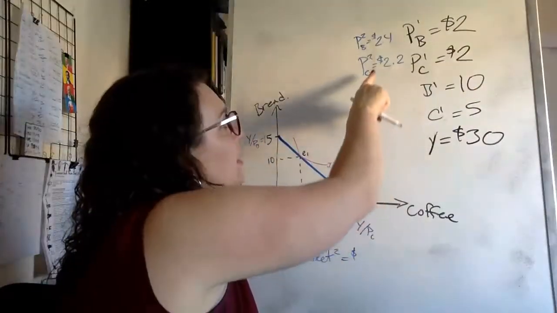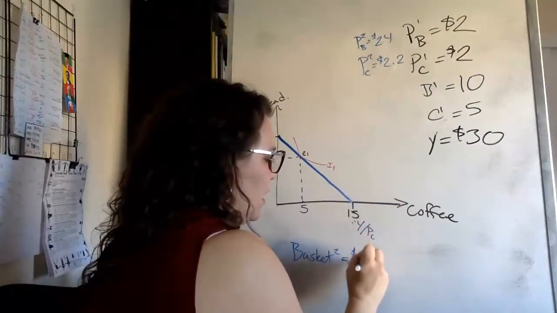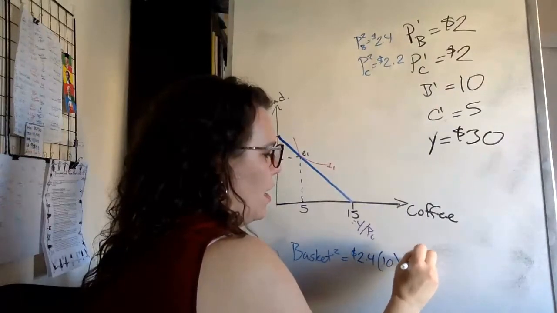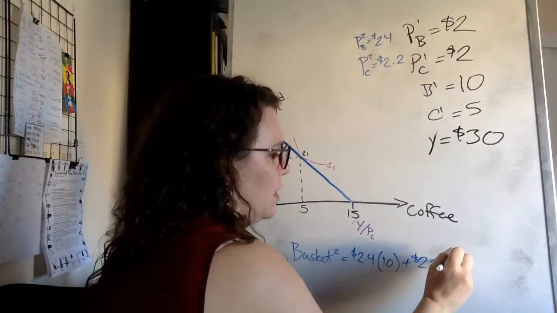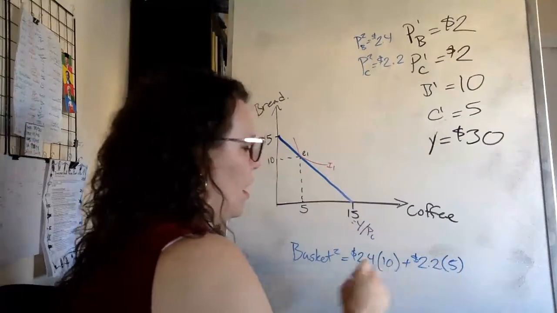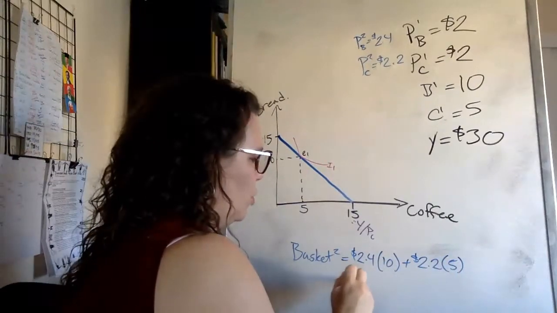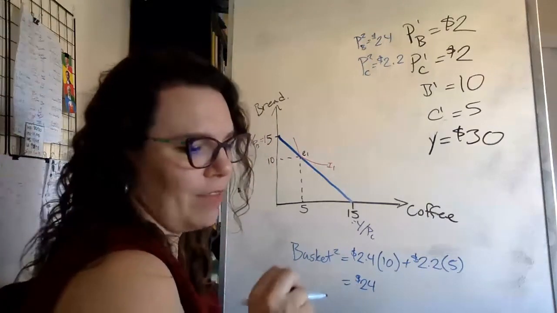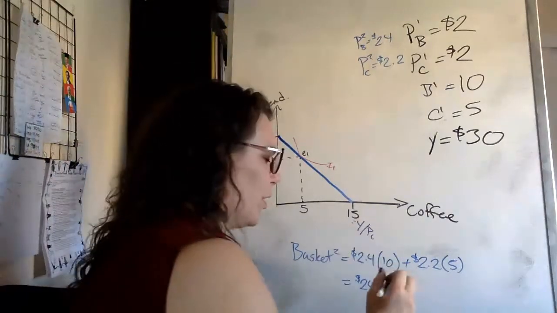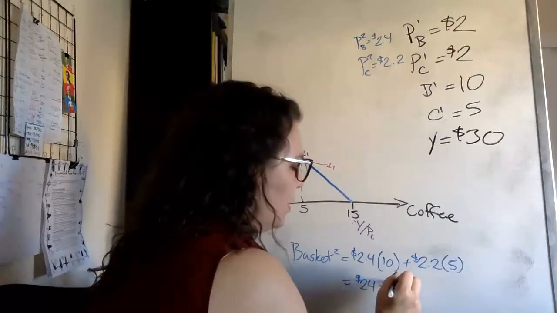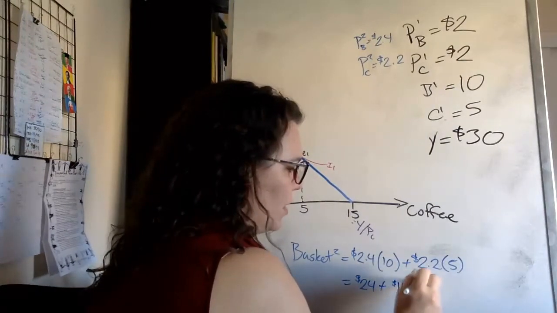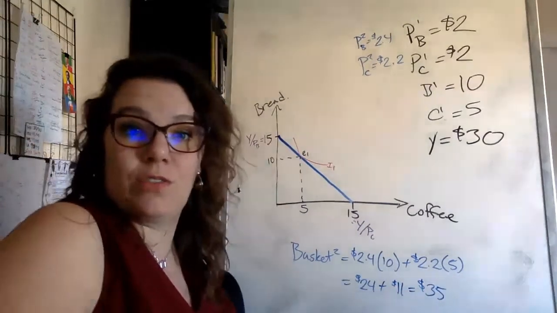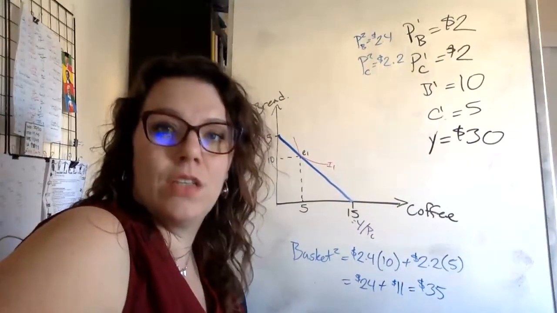So now we've got bread costs $2.40 times a quantity of 10, and coffee costs $2.20 times a quantity of 5. 10 times 2.4 gives us $24. And 5 times 2.2 gives us $11, which gives us a total cost of the basket of $35. So far, so good?